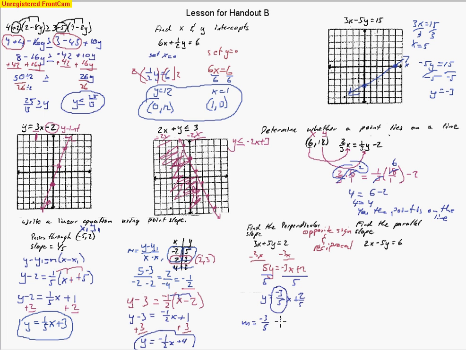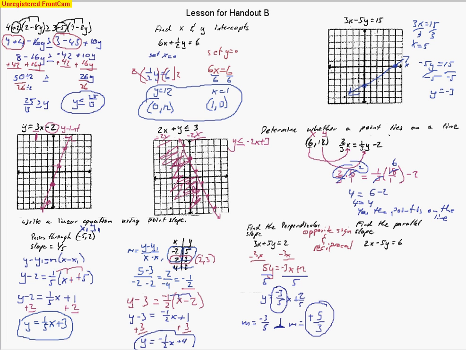Well, that means the perpendicular slope is going to be exactly opposite and reciprocal. So opposite sign would be a positive, and reciprocal is going to be 5/3. So that's what my perpendicular slope is. And here's my symbol for perpendicular, just an upside down T, and that would be 5/3.